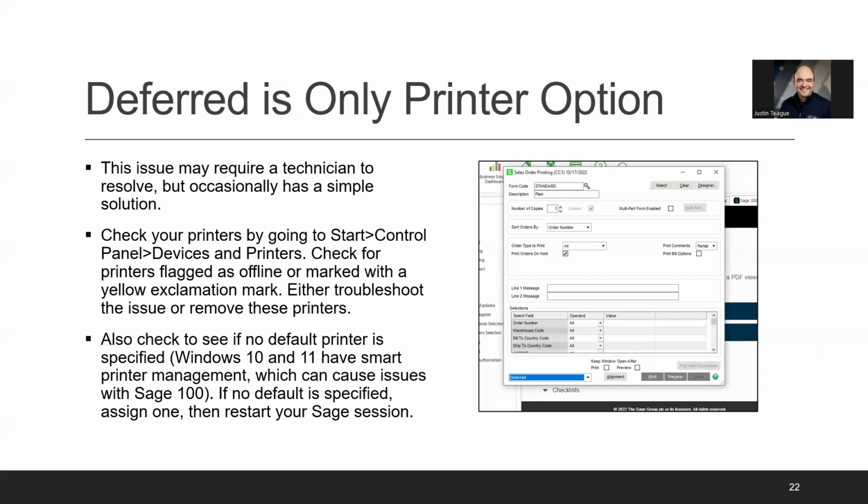You just right-click the printer and set it as the default. Or in the case of Windows 11, you'll click on the printer in settings, it'll open up the printer settings, and then there's a button to set as default at the top of the screen. That will very frequently fix this issue.